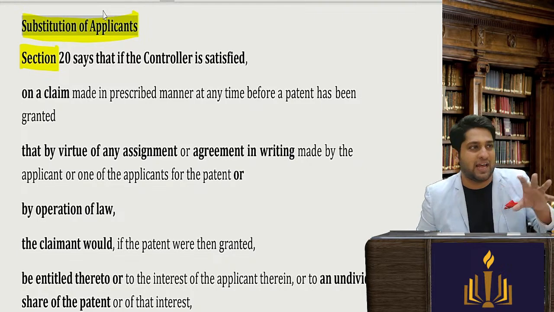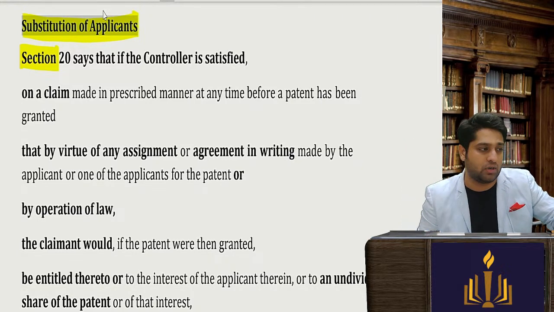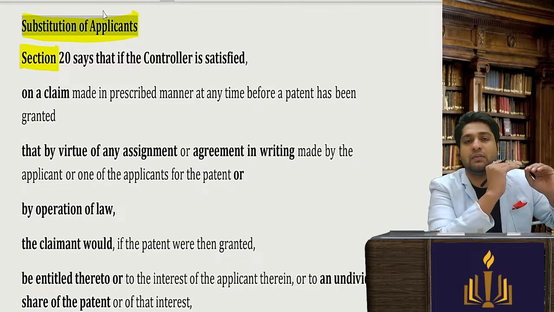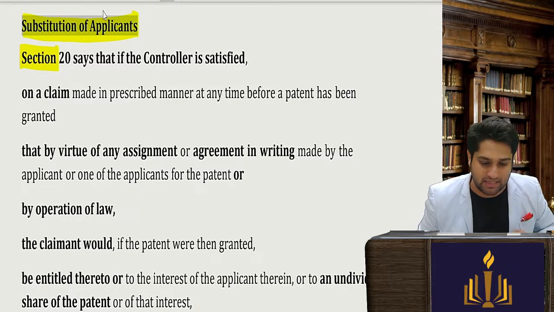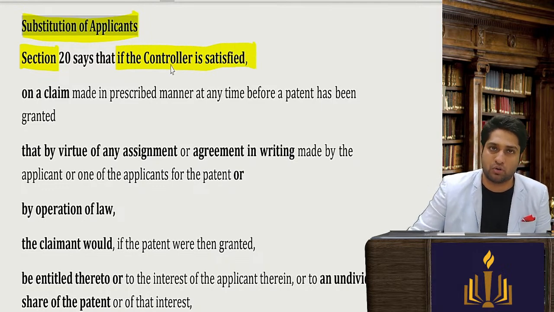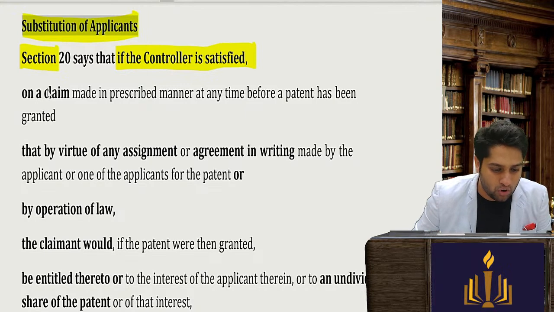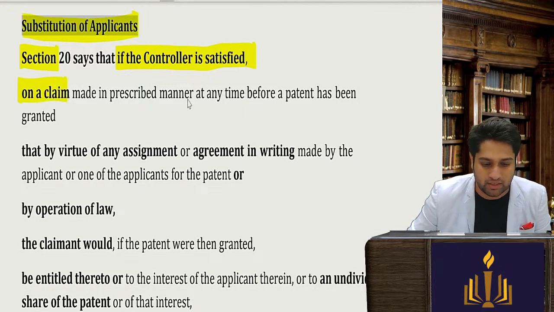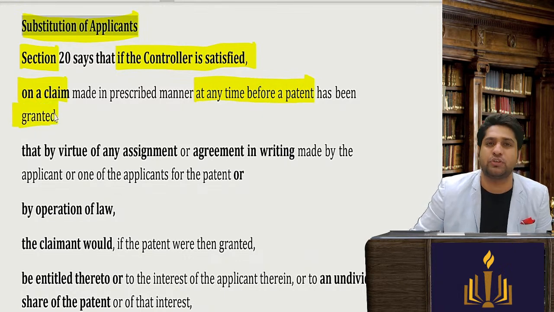So imagine there is an applicant and I am making an application to the controller that instead of this applicant, make me the applicant. So I want him to be replaced. Very simple. That's called substitution of application. If the controller of patents is satisfied, feels that it is genuine on a claim, received any time before a patent has been granted, before the grant of patent.